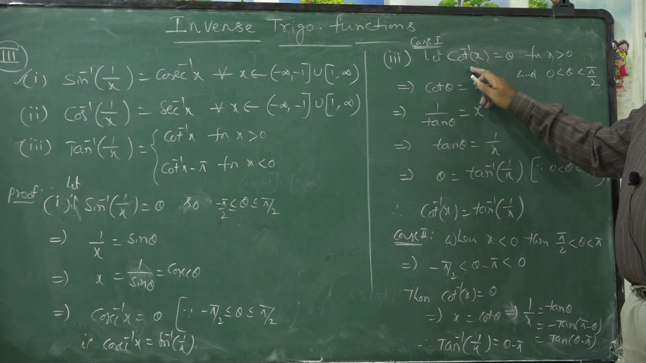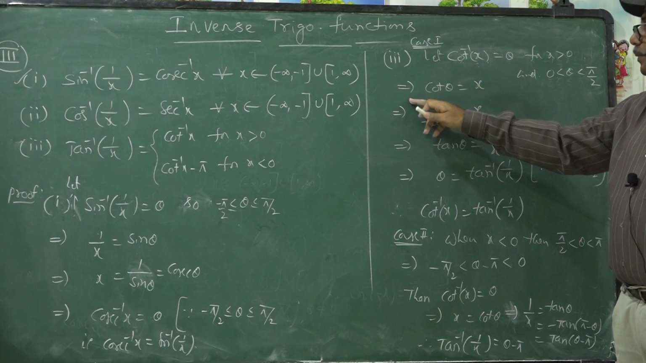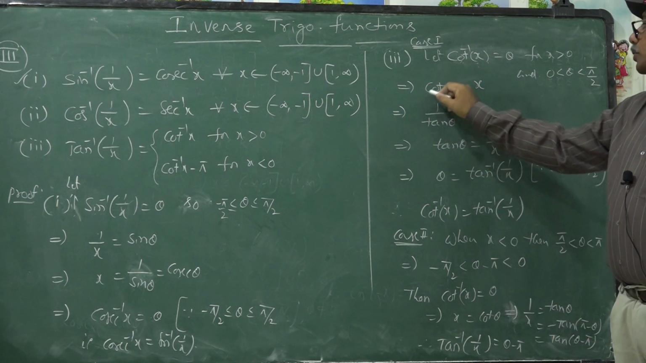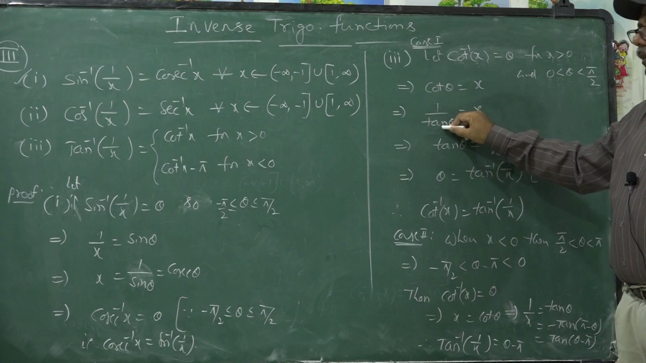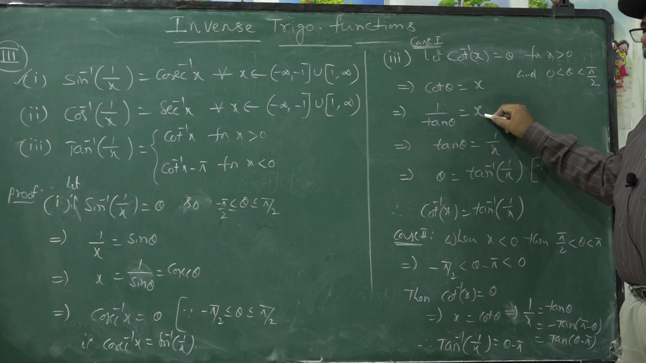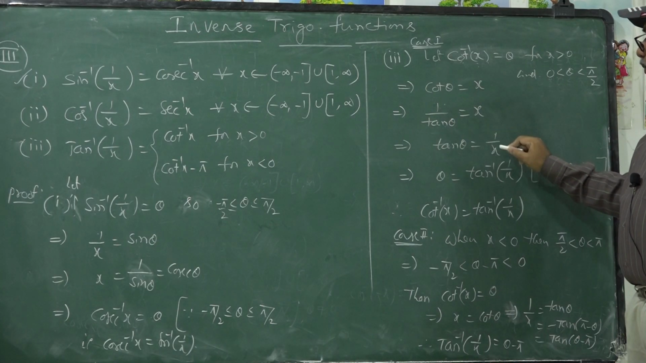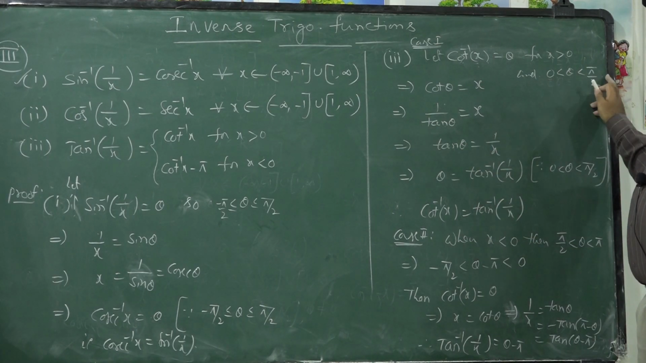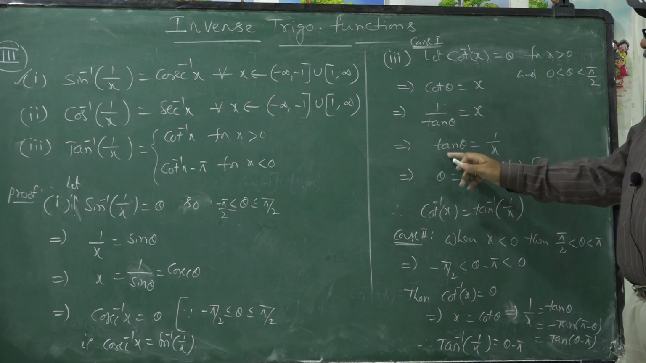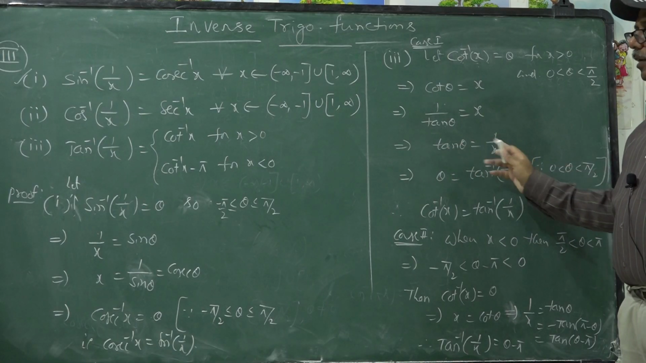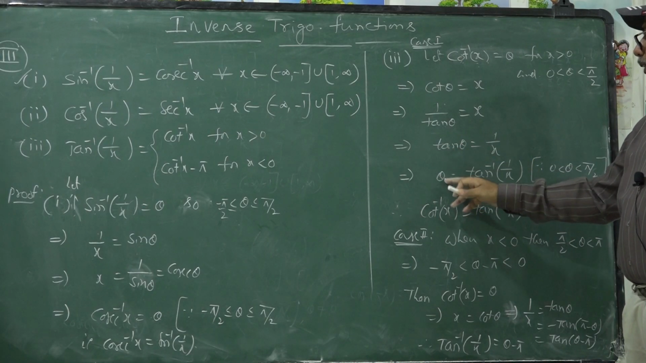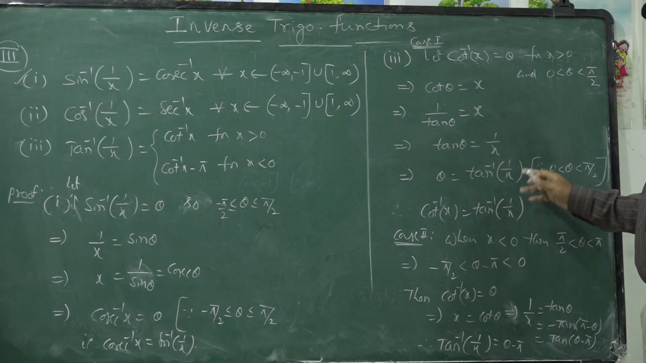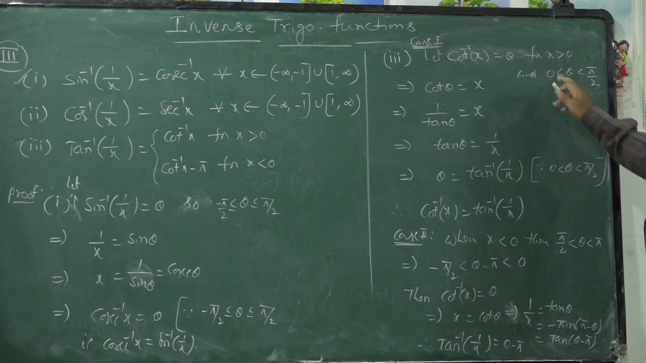From this, cot inverse of x equal to theta implies cot theta becomes x. So, cot theta may be written as 1 by tan theta. So, 1 by tan theta equal to x, hence tan theta equal to 1 by x. So, here theta lies in 0 to pi by 2, it is invertible, hence tan inverse can be applied here. So, once you apply tan inverse on both sides, we get theta equal to tan inverse of 1 by x, since theta lies between 0 and pi by 2.